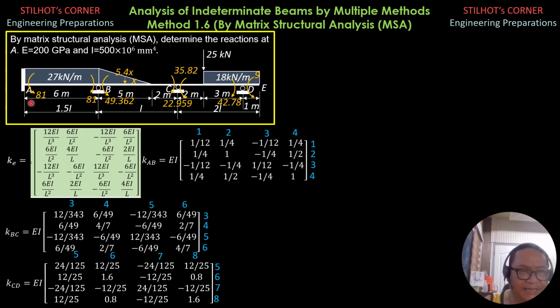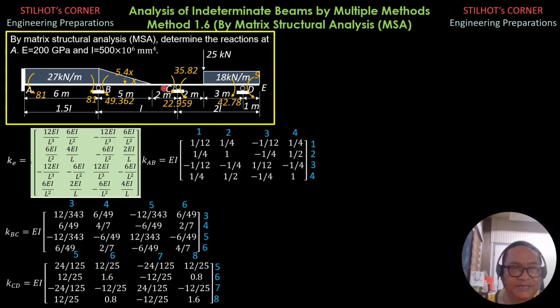Then at A also, both the vertical deflection as well as the rotation are 0. So we only have three unknowns here: theta B, theta C, theta D. If you want to extend to E, that will be 5 by 5. And remember, the calculator allowed is up to 4 by 4 only. That's why we only need to consider B, C, and D.